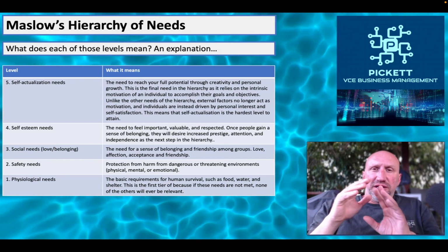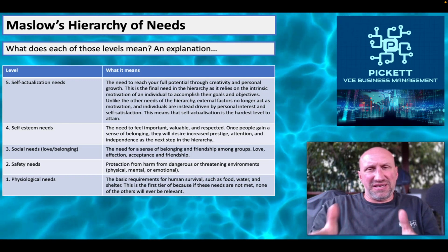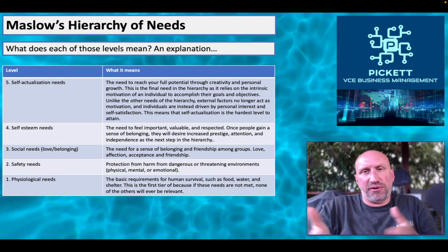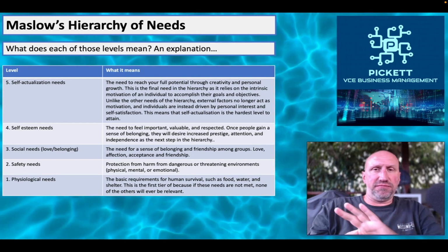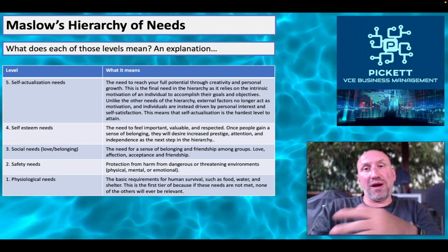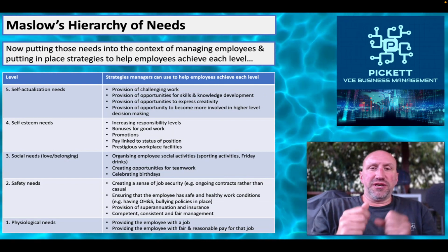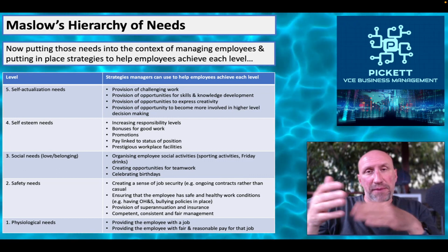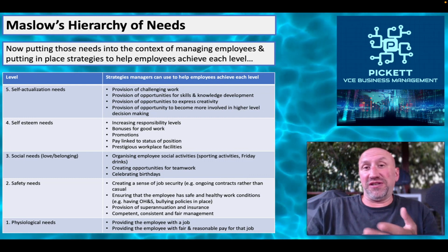So if you think about what we've just said, how does that apply to business? Like I said, that was a very human motivational theory. This just applies to humans, not business. So what we now need to do is convert this into some kind of framework which we can then apply to our business scenario. So now we're going to put some strategies to each of those levels that allows managers to help employees move through the levels. First off, physiological needs.